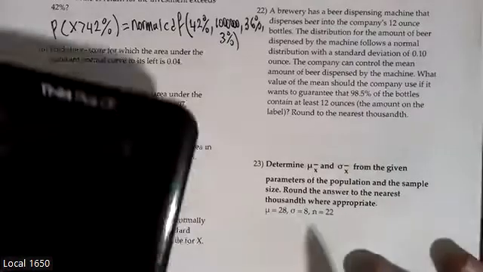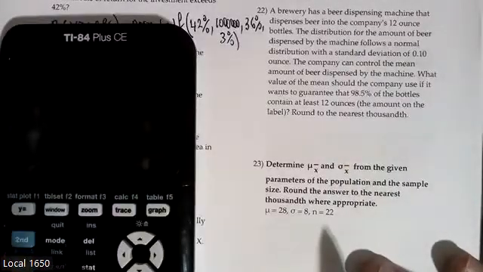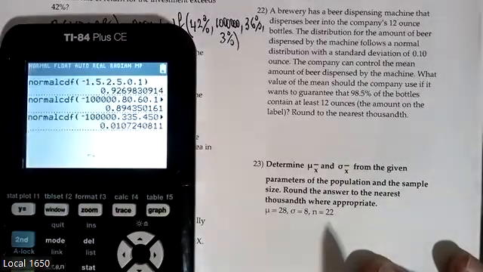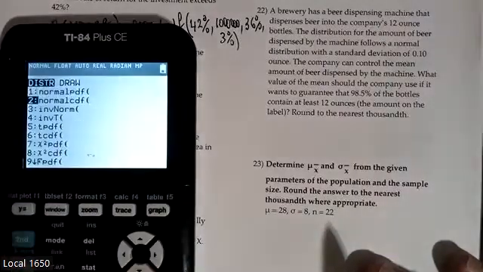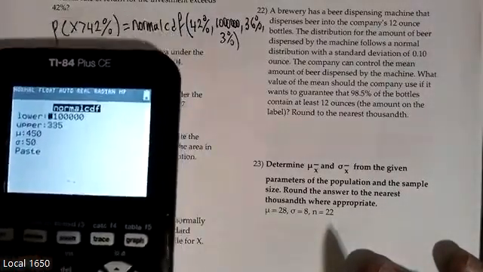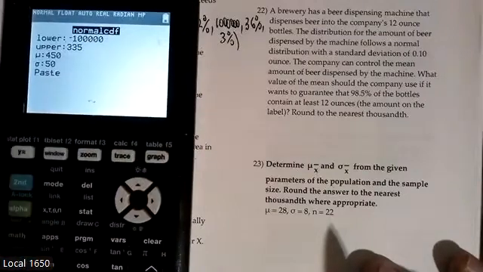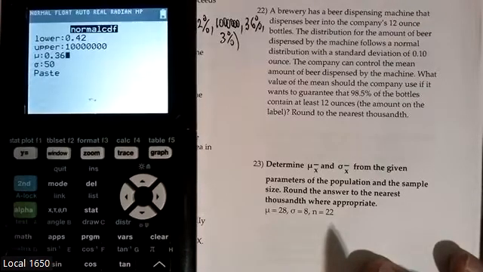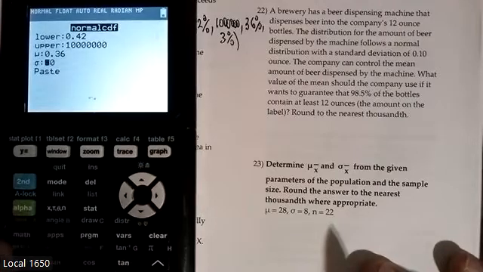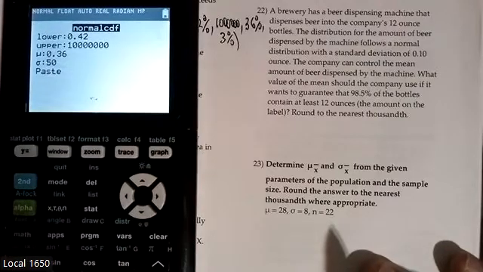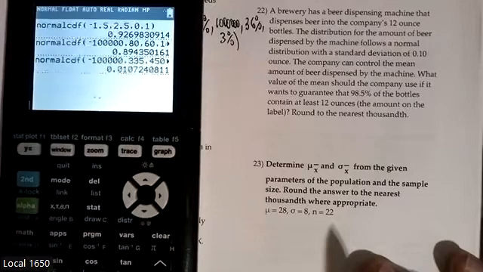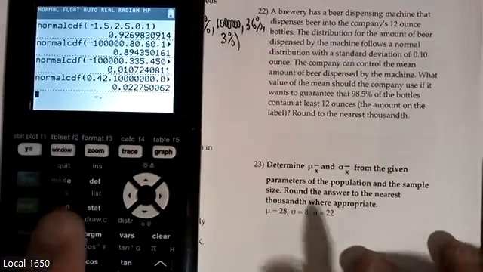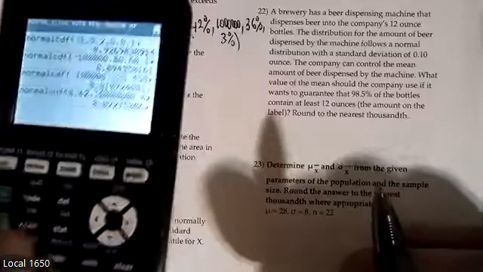This is how we do it. If you do this with normal CDF, watch, guys: the lower is 42%, so you put 0.42, and the upper is 1 million. The mean is 36%, 0.36, so change your percent to a decimal. And then 3% is 0.03, and paste. And here's the answer, 0.0228.